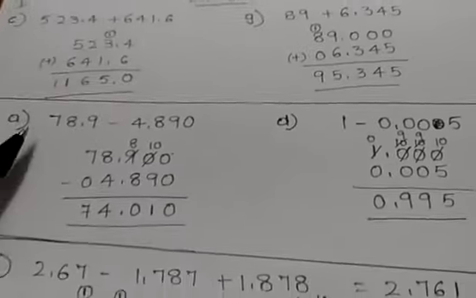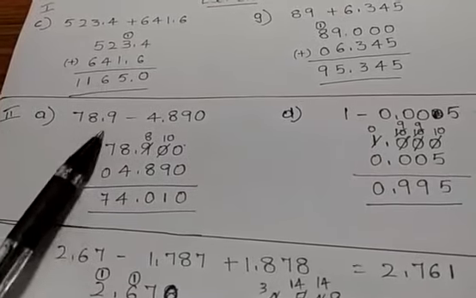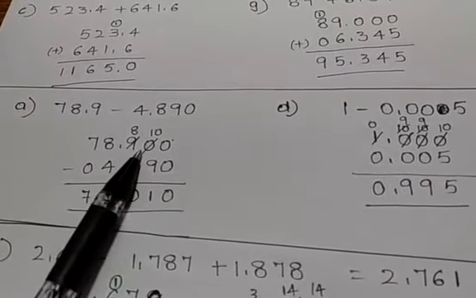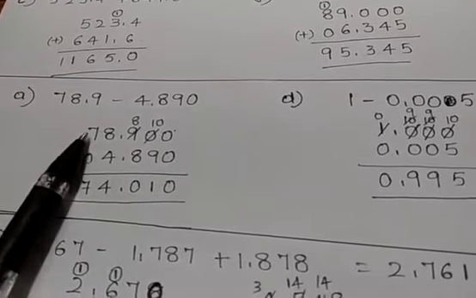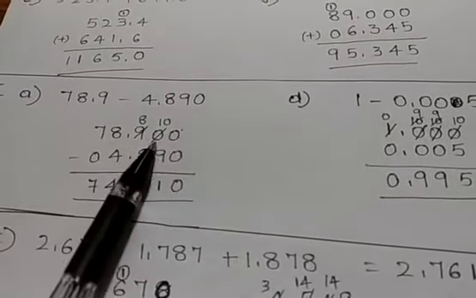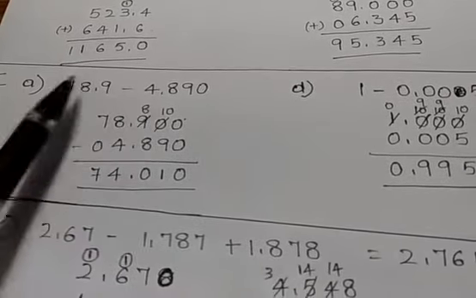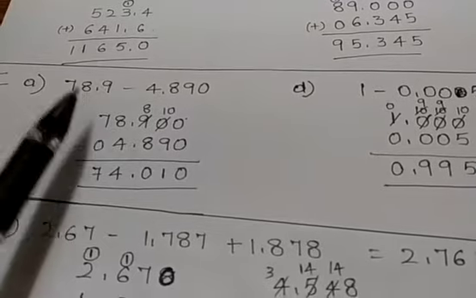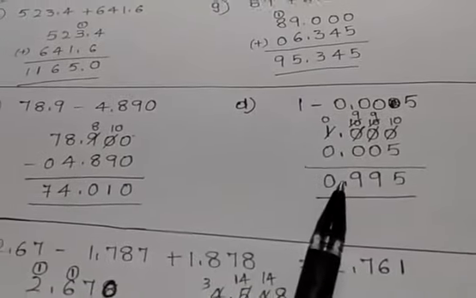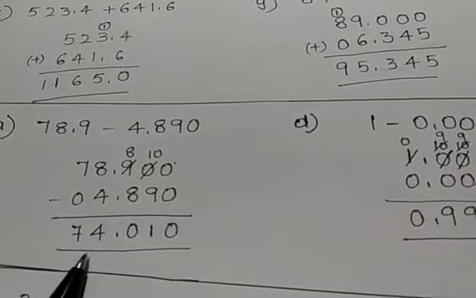Next, subtraction: 78.9 minus 4.890. The same method is to be followed. Place the numbers correctly in the columns. If necessary, add zeros wherever necessary. We have here 78.9, but after the decimal point the other number has three digits, so I have replaced that by two zeros. And here we have only 4, but the other has two digits, that is 78, so I am placing a 0 before the number. Did you get it, students? So I am placing 0 here so that I can subtract the numbers. I am getting the answer.